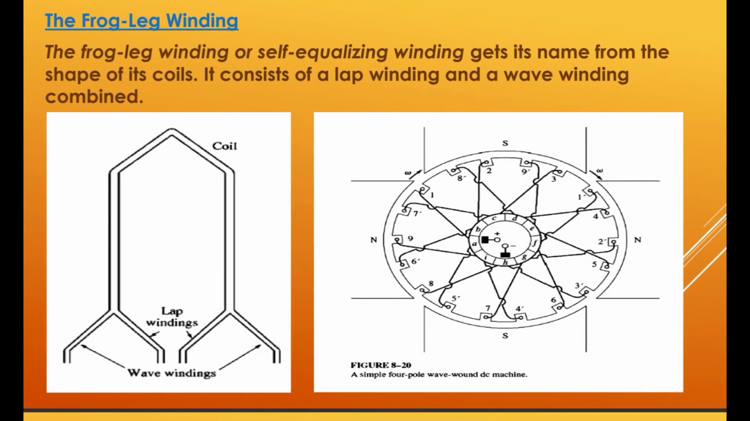The last type here, the frog-leg winding or self-equalizing winding, gets its name from the shape of its coil. It consists of both a lap winding and a wave winding. This is the lap winding, and this is the wave winding. This is the symbol for a four-pole wave wound DC machine: north, south, north, south. We have here 4 poles.